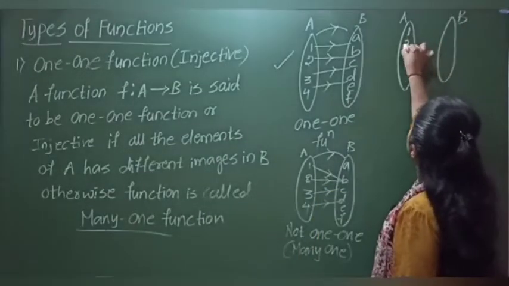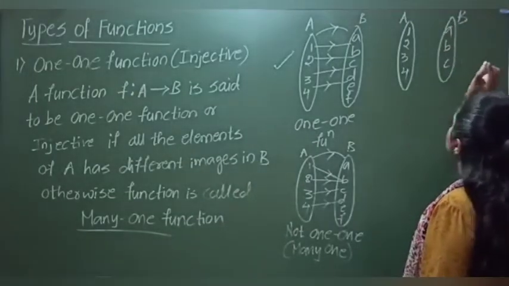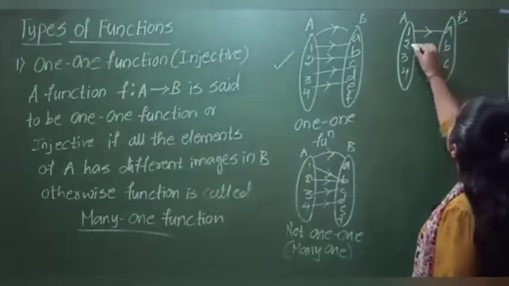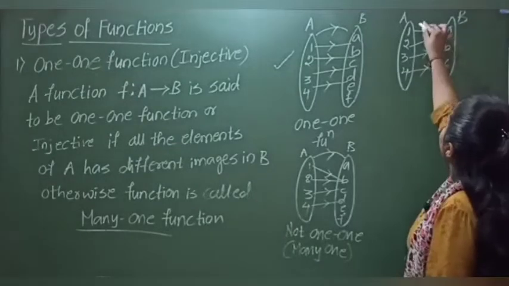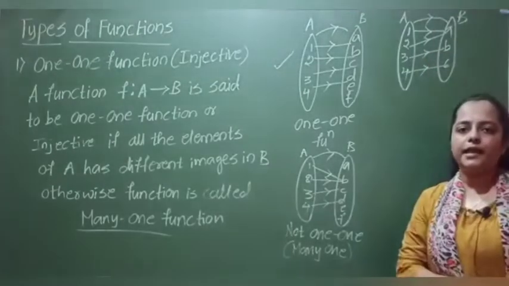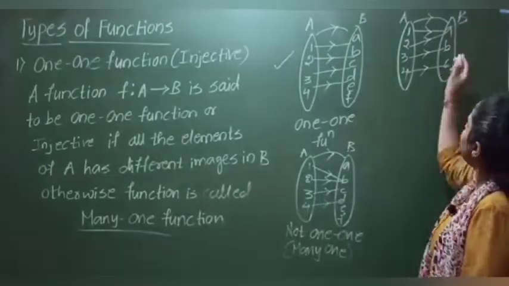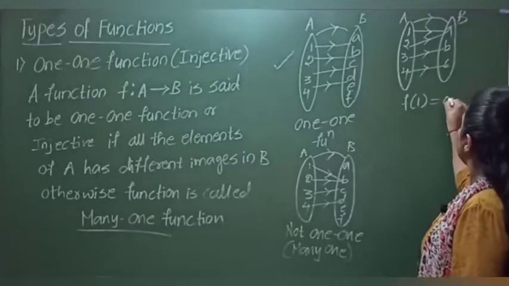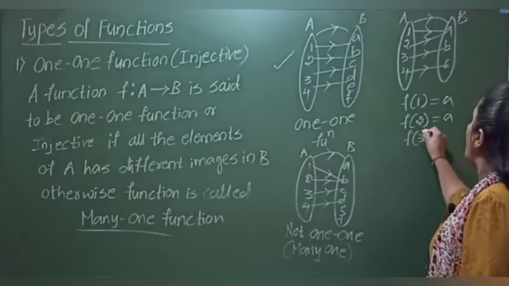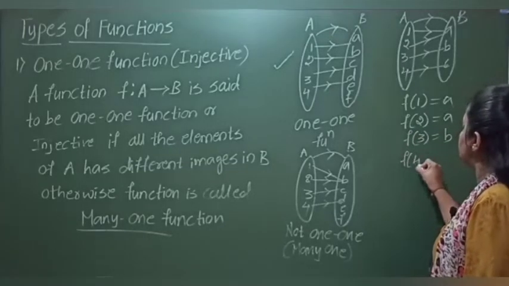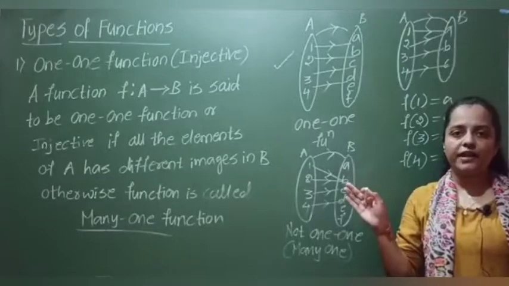So now I'll take another example. Set A has elements 1, 2, 3, 4 and set B has elements A, B, C. 1 is related to element A, 2 is related to element A, 3 is related to B and 4 is related to C, and this is a function from set A to set B. Now we'll think whether this function is one-one or not. 1 has image A, 2 has image A, 3 has image B and 4 has image C, right? So here we have to think whether all the elements of A have different images or not.